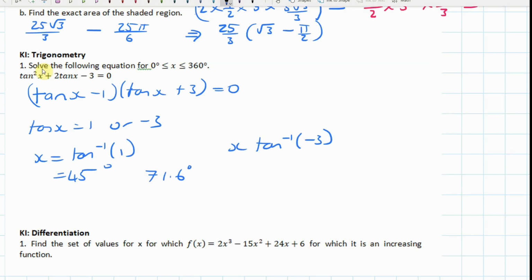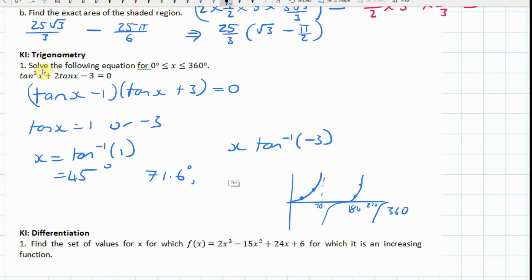And now we just need to consider our tan graph. Okay, so there's 360, 180, 90 is here, and 270 is here. I haven't drawn that very well at all, have I? But you get the general idea. So with 45 and 71, you need just to add 180 to each of those to get the other two answers. So I've got a 251.